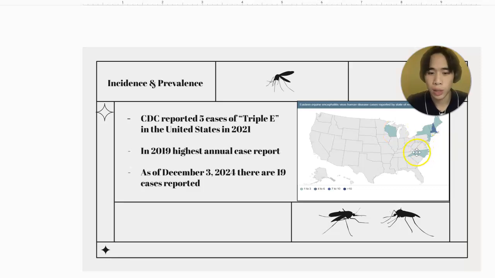And as we can see, when I looked this up, it was kind of concerning that as of December 3rd, 2024, there are 19 cases reported within the states in this table, like Maine, New York, Wisconsin, and North Carolina. So basically the Northeast is experiencing more outbreaks of triple E than other parts of the US.